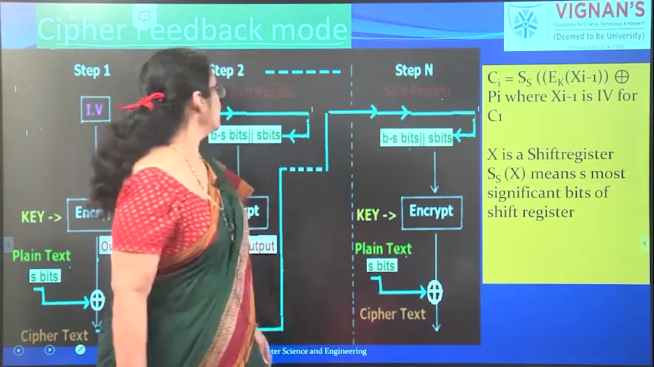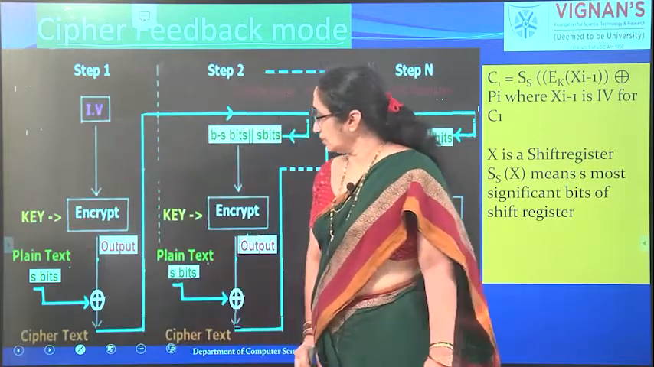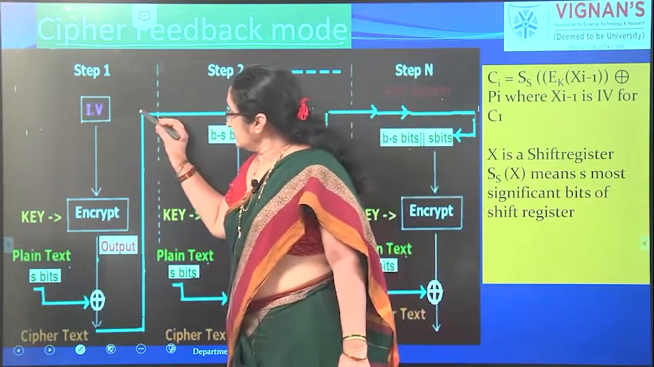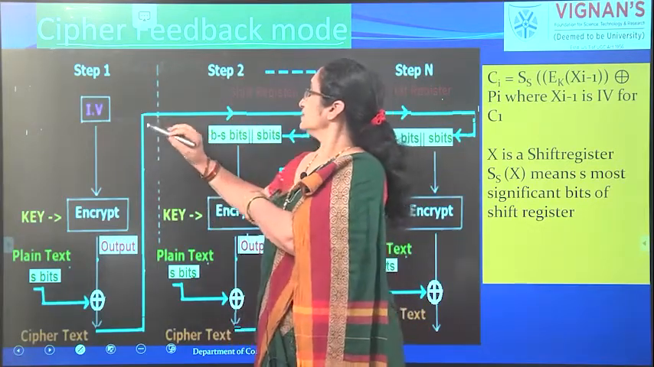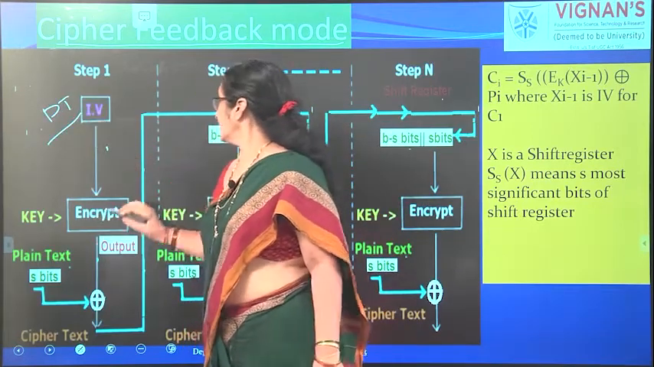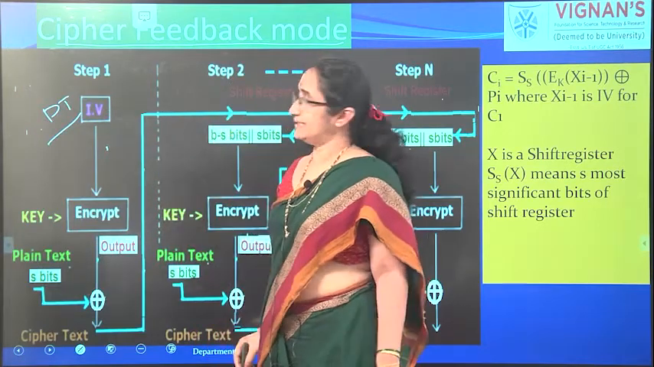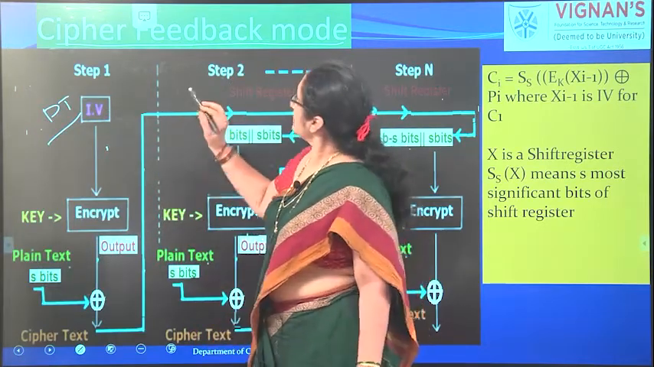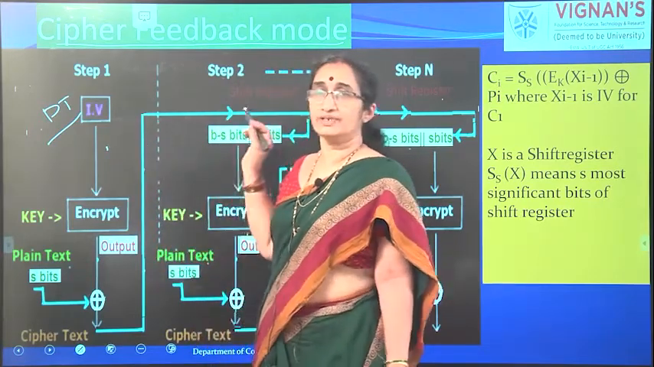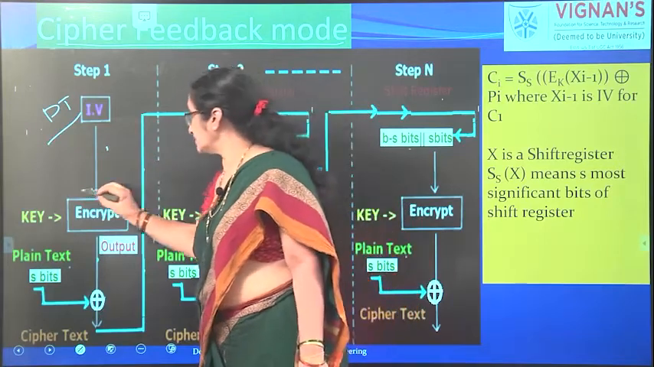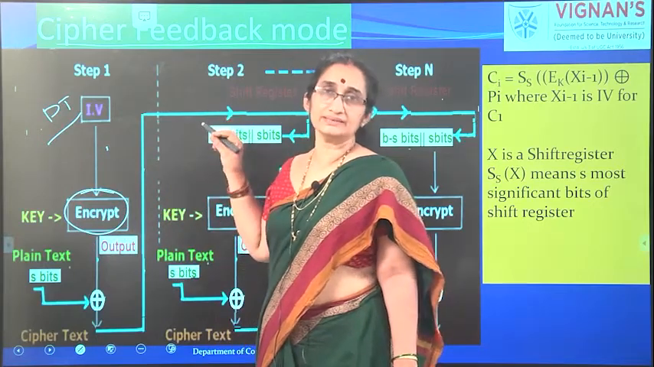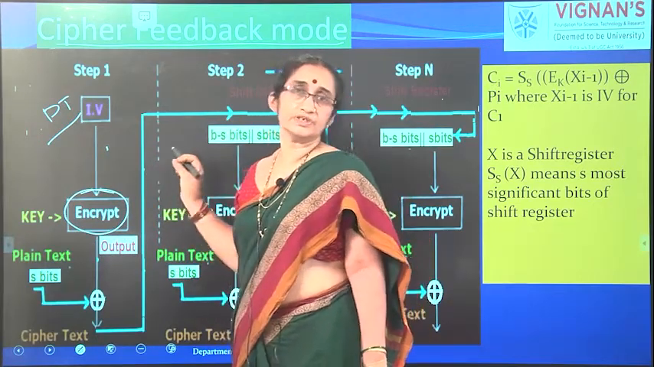So, now this is cipher feedback mode. Let us see what is happening in this cipher feedback mode. Till now, we have used the plain text and applied the encryption algorithm on the plain text. But in this cipher feedback mode, we are not sending the plain text into the encryption part at all. We are not performing any operation on the plain text as input to the encryption algorithm.